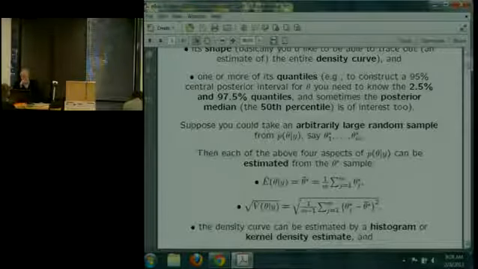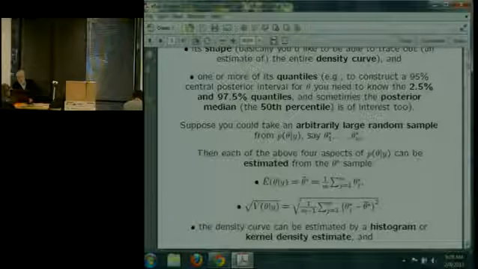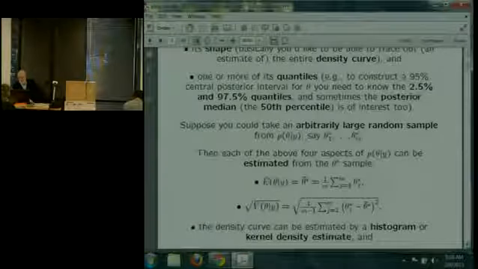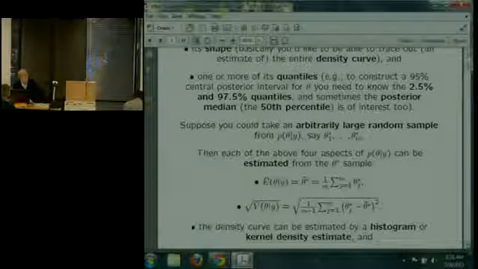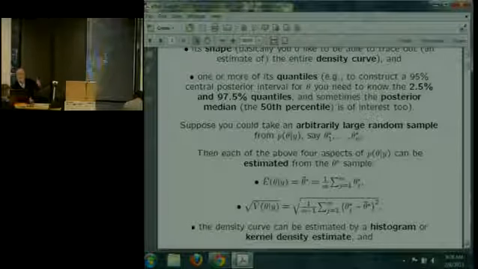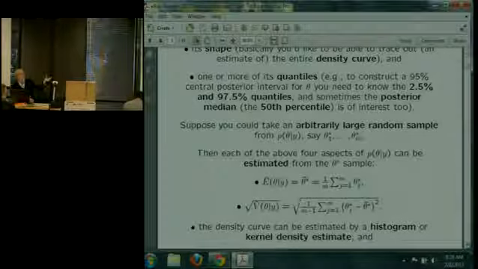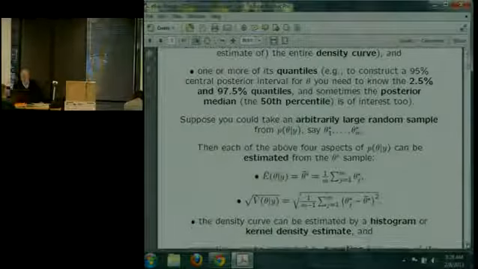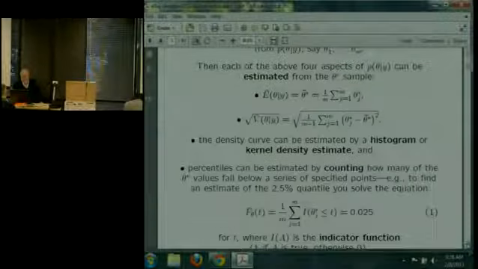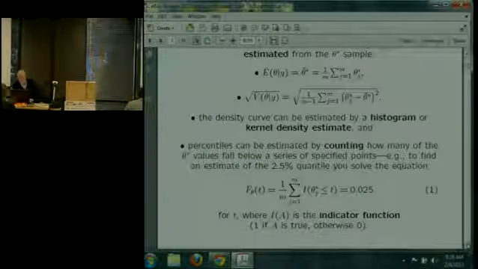And if you wanted to know where the 2.5% point is in the distribution, all you have to do is take the theta star values and sort them from smallest to largest and find the place in the sorted theta stars that has 2.5% of them to the left of it. That's your 2.5 percentile, or your 2.5% quantile. And similarly for the other ones. And so here's the fancy way to write that idea.